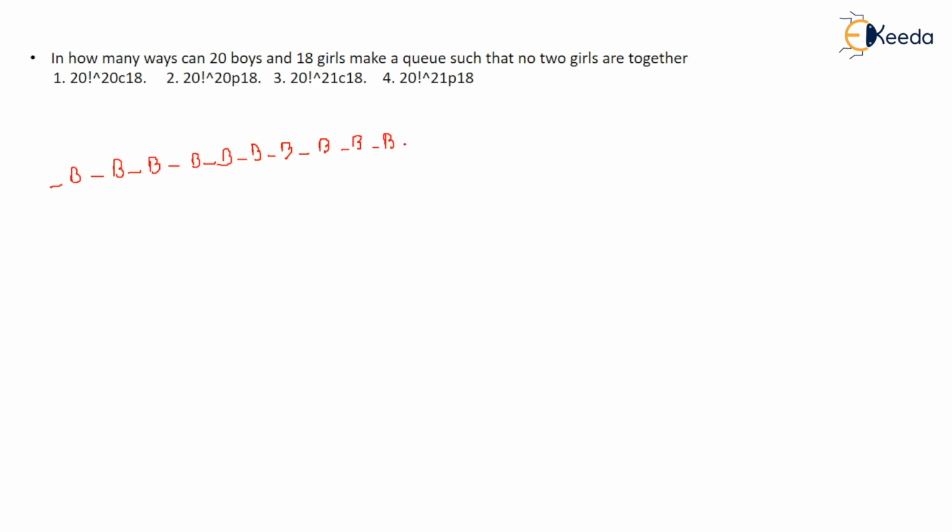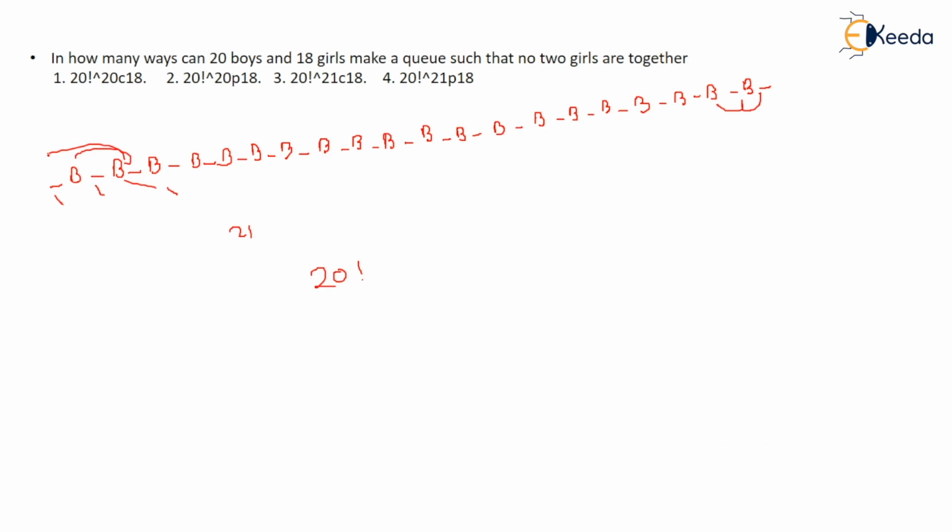10, 11, 12, 13, 14, 15, 16, 17, 18, 19, 20. Okay, so how many positions are there? If you see the blank positions, there are 21 blank positions. And how many boys are there? There are 20 boys. So the 20 boys will change their positions among the 20 alternately.